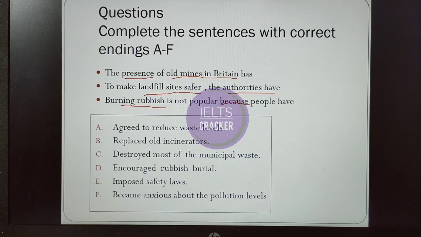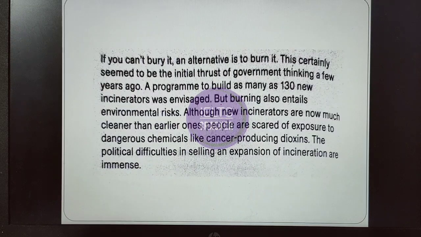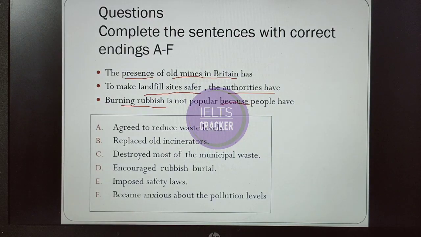So what we read about Britain, guys, in the first para, I think so, we read about Britain. So what did it actually do, guys? They selected burying as a method to dispose of its waste, and that waste was disposed of where? That is, it was sent to the sites. Okay. So guys, now let's move on to the options. And guys, again we have to consider the grammatical part as well, along with that the meaning of the whole sentence. So first is agreed to reduce waste levels.